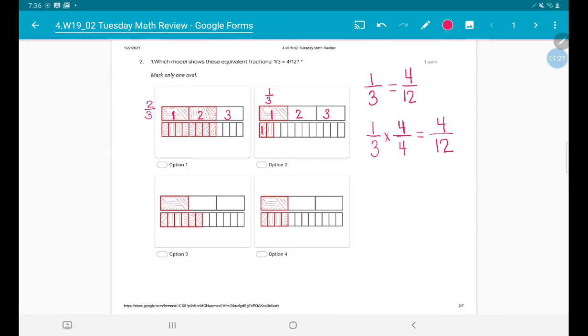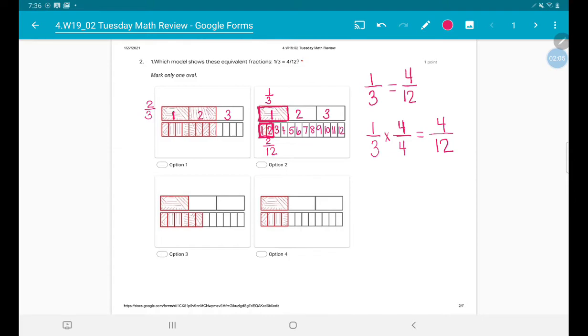In the bottom, there's 2 pieces shaded. In the whole, there's 3, 4, 5, 6, 7, 8, 9, 10, 11, 12. It's broken into 12 equal size pieces. So we have 2/12, and I can see that the amount shaded in this bottom model is not the same amount as what's shaded in the top. So option 2 is not correct.